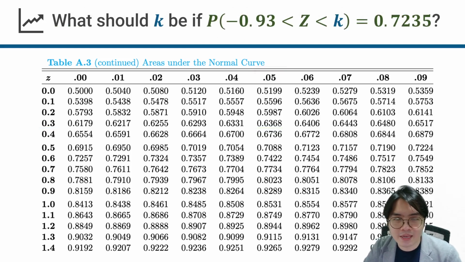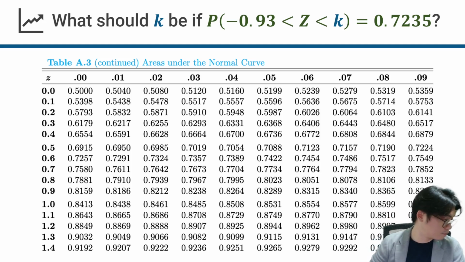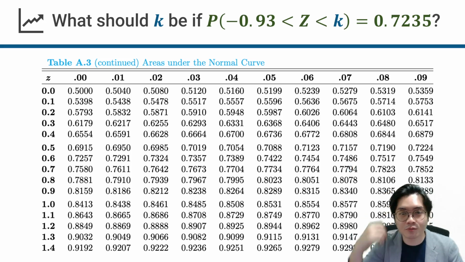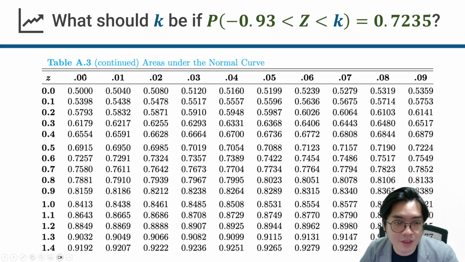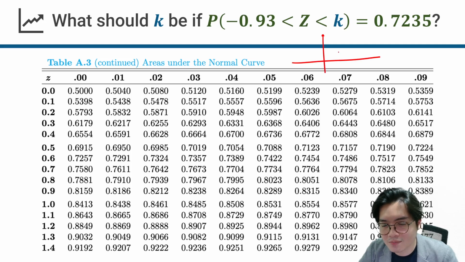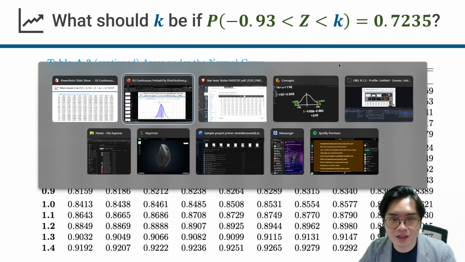Okay, what should K be if the probability of the z-score being between negative 0.93 and this value K is 0.7235? You might think now, wait a second, they're now using a range. Oh, we should go for the negative 0.93 first. And in this case, actually, we don't need to go to the negative values because we already have a value of 0.93 in here. You might say to yourself, wait a second, why? Well, it's because something like this. Oh, sorry. I suppose we can go here.